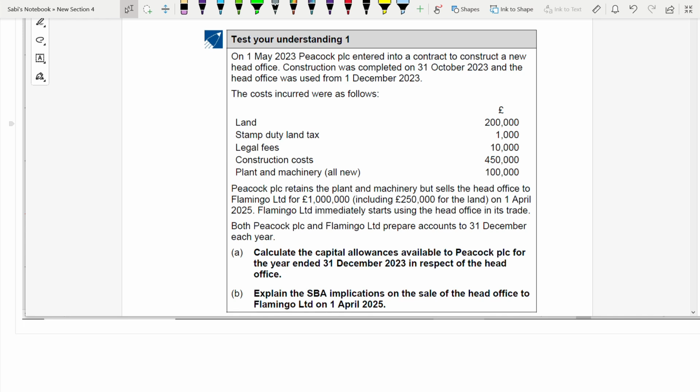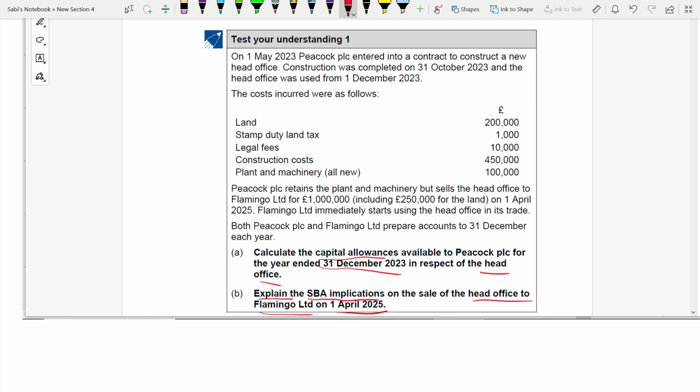Test your understanding 1. So in test your understanding 1, we have to do two things. First, calculate capital allowances available for Peacock for year ended 31st December 2023 in respect of the head office. B. Explain the SBA implications on the sale of the head office to Flamingo on 1st April 2025. Remember, wherever they say explain some implications, you have to actually write, okay, not just merely calculations.